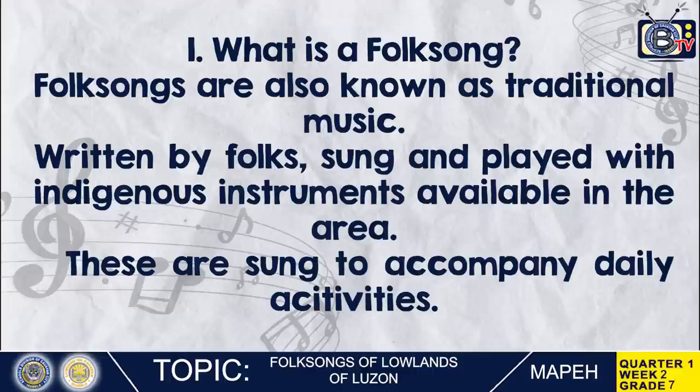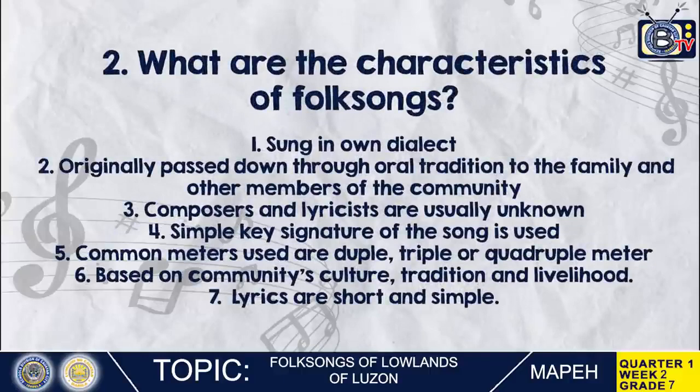Number two, what are the characteristics of folk songs? Sung in own dialect, originally passed down through oral tradition to the family and other members of the community. Composers and lyricists are usually unknown. Simple key signature of the song is used. Common meters used are duple, triple, or quadruple meter, based on community's culture, tradition, and livelihood. Lyrics are short and simple.